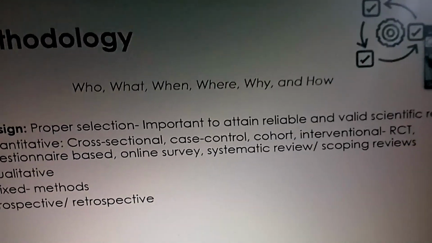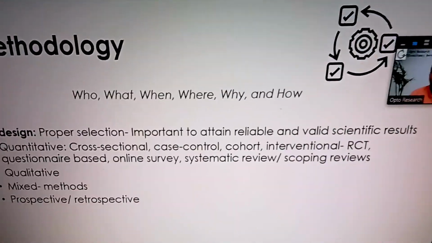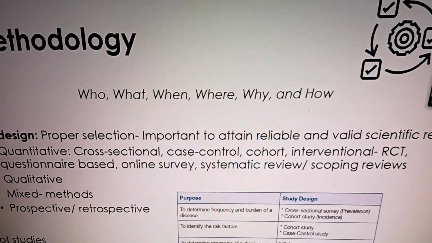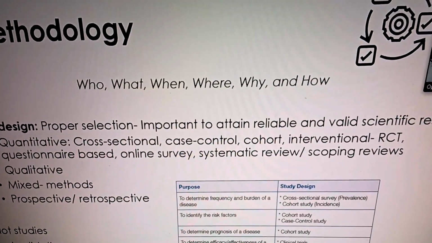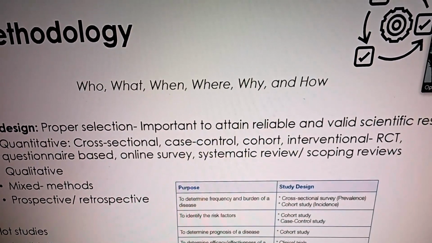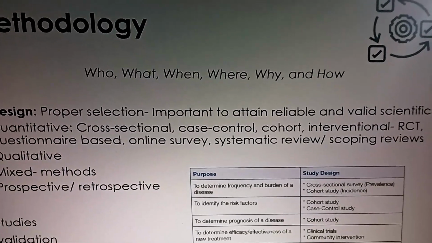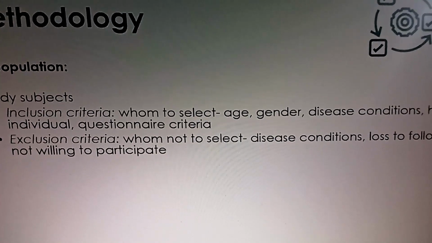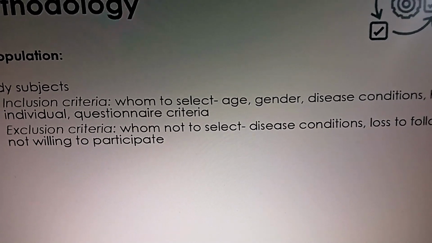It is useful for pilot studies and tool validation. Depending on the purpose of the study, for better understanding of the students, I have given a table. Depending on the purpose in the study population, inclusion should state whom you want to select, and exclusion should state whom not to select as your study participants.